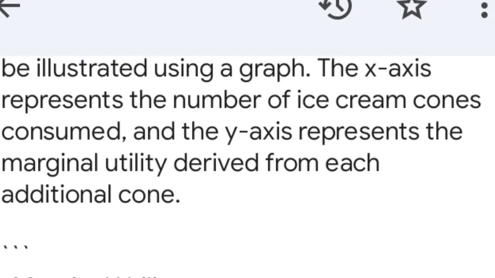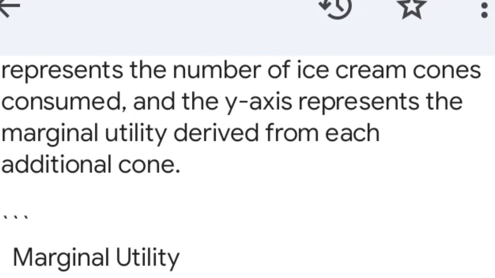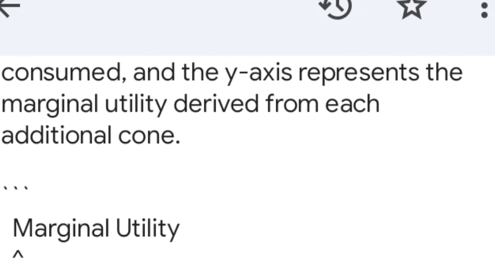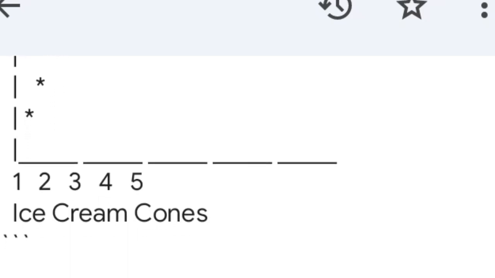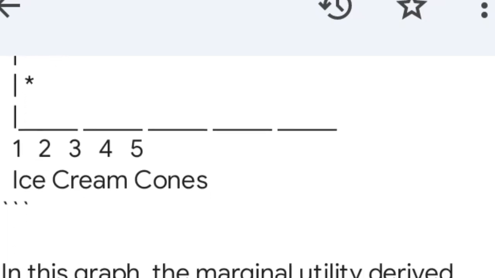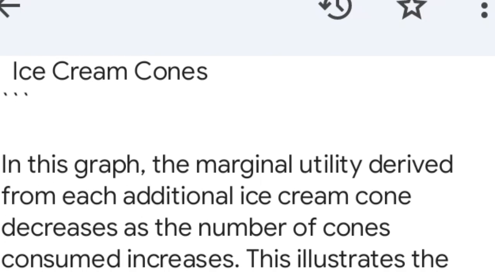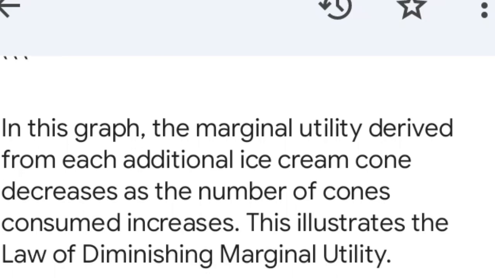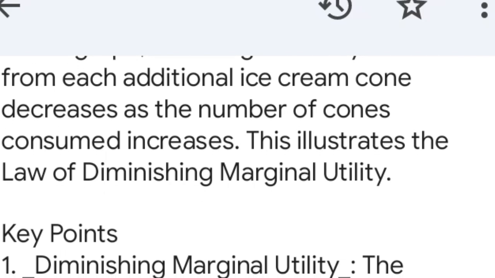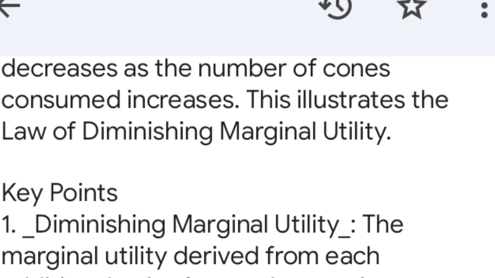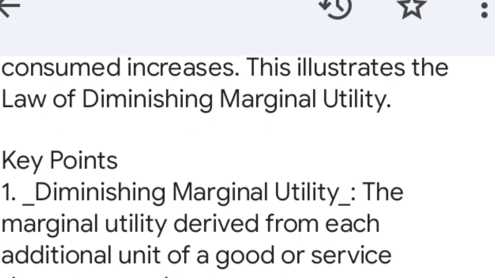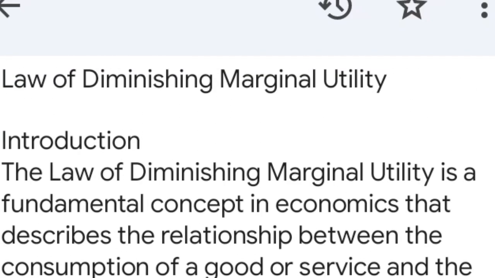The x-axis represents the number of ice cream cones consumed, and the y-axis represents the marginal utility derived from each additional cone. In this graph, the marginal utility derived from each additional ice cream cone decreases as the number of cones consumed increases. This illustrates the law of diminishing marginal utility.